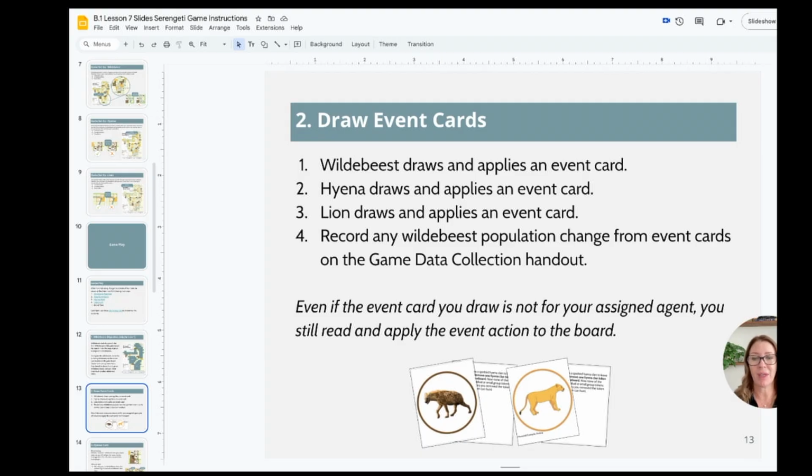Even if the event card is not your event card, you're still reading and applying the event action to your board. So a hyena can draw a lion card. A lion can draw a wildebeest card.